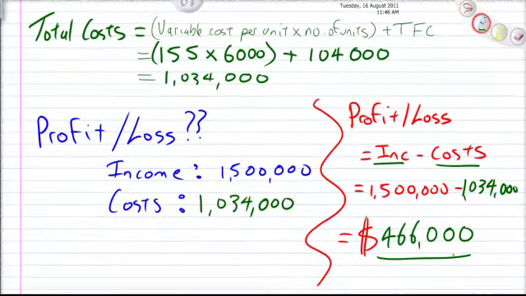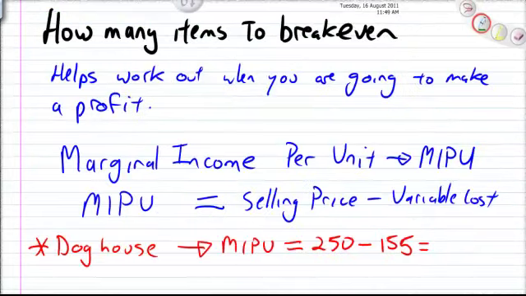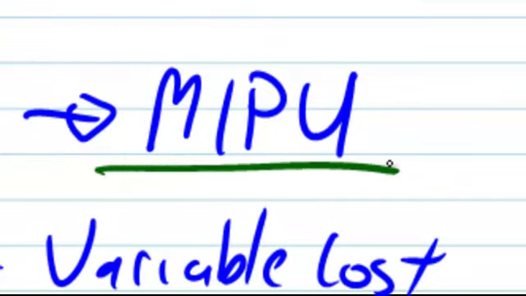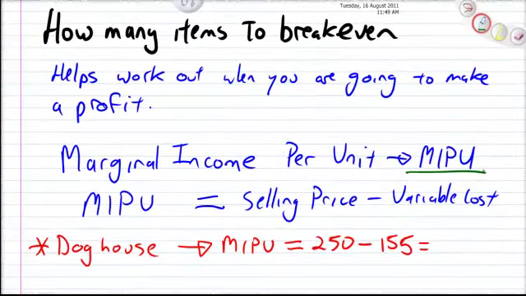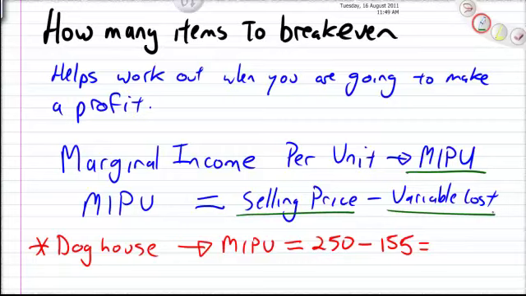But that's quite a long-handed way of doing it, because surely there's another way that makes it a bit easier. We can work out our profit and loss by looking at how many items we need to break even, how many items we need to sell. So we've got a way of doing that that's really easy. It helps us work out how many we need to sell before we make a profit. And we use a thing called the marginal income per unit, which I just shortened down to MIPU, which equals the selling price take away the variable cost. So if you know how much you're selling them for, and you know how much it costs per item, if you take the two away, that'll give you how much money you are making per item.